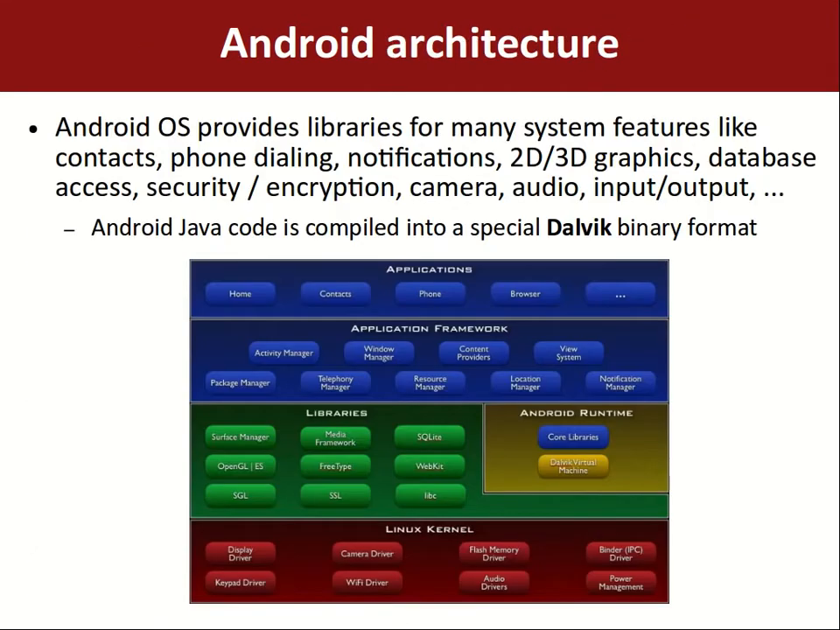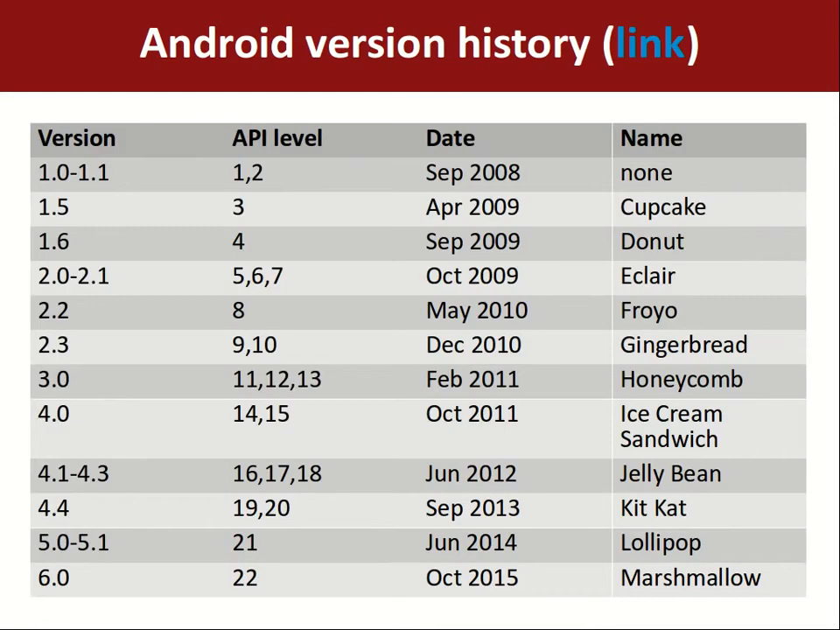We'll come back to compiling and running apps a little bit later. Android has had lots of different versions come out over the years, and here's a quick timeline of the different versions that have come out. If you've got an Android device with you, I'll tell you how to check what version you have in just a minute. Now, last time I taught the course a year ago, the current version was called Lollipop.